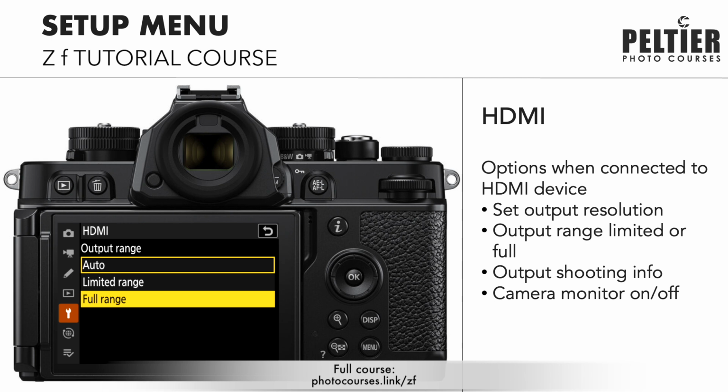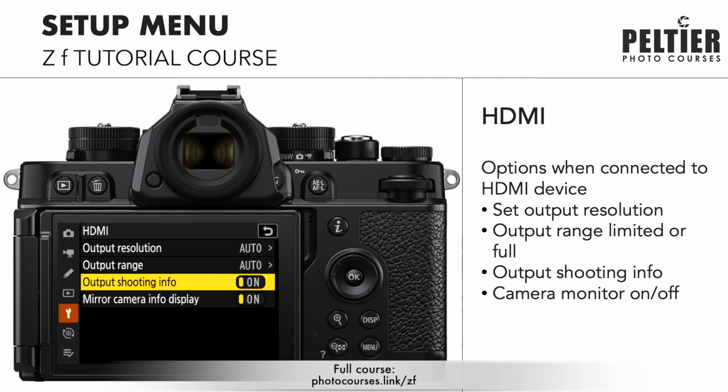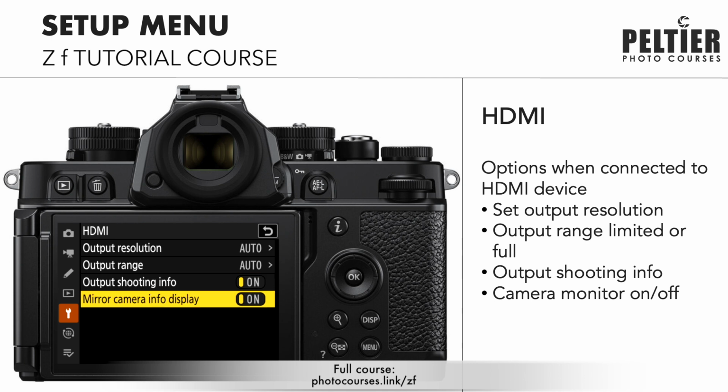Limited is going to make your shadow areas much brighter, so blacks are actually going to be remapped to be darker grays. If output shooting info is on, that's going to send all of the icons and information overlays that you see on your camera screen to your HDMI device. You'll want to keep this off for a clean image. If it's on, that's actually how I'm recording the monitor right now, is by having this on. Mirror camera info display, if that's turned off, that is going to turn off the camera monitor when an HDMI device is connected.